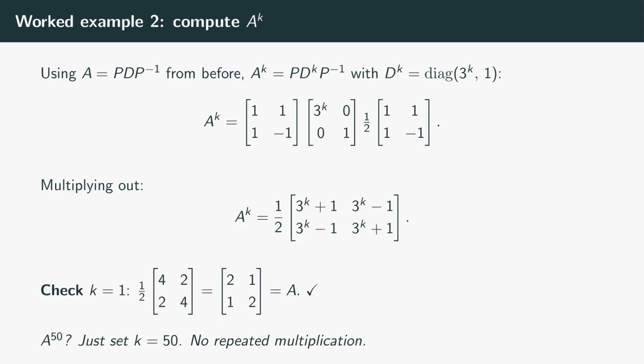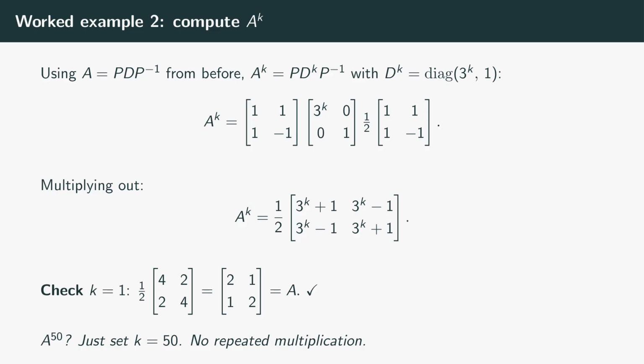Now watch how cheaply we get every power of that matrix. We have A equals PDP inverse, so A to the k equals P times D to the k times P inverse. And D to the k is just its diagonal entries raised to the k, 3 to the k, and 1 to the k, which stays 1. Sandwich that diagonal between P and 1/2 times P, multiply the 3 matrices, and the answer comes out as 1/2 times a symmetric matrix. Its diagonal entries are 3 to the k plus 1, and its off-diagonal entries are 3 to the k minus 1.